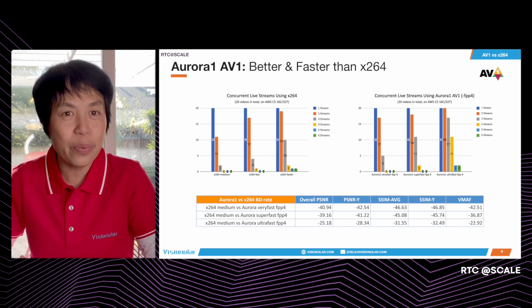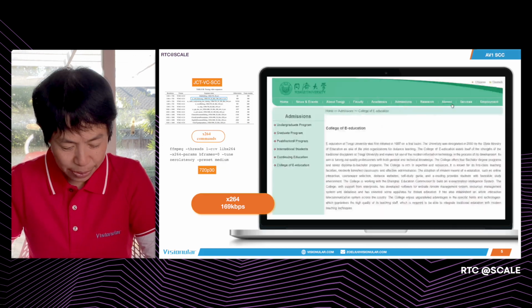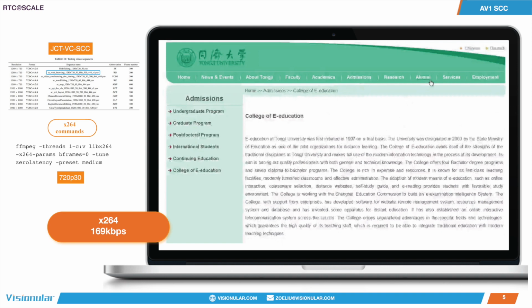So let's see how AV1 performs in the RTC scenario. We already mentioned that AV1 is really good at screen content, so let's encode screen content. We take one video from the JCT-VC SCC set, the test set by MPEG for the expert group on screen content coding for HEVC. We take one example out of that set. It's originally 4:4:4, and we downsample to 4:2:0. It's a 720p video, and we first encode it with x264, still at the medium speed level. The resulting bit rate is 169 kilobits per second.